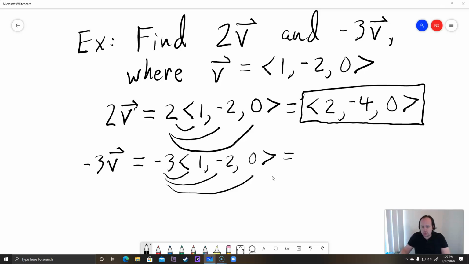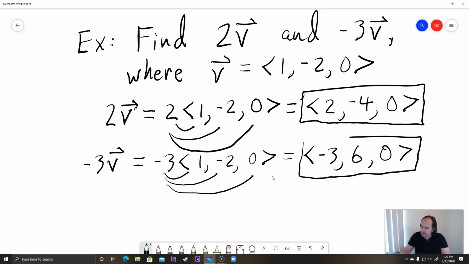So for the first component, we're going to have negative 3 times 1, which is negative 3. For the second component, negative 3 times negative 2, which is positive 6. And for the third component, negative 3 times 0 is 0. Okay, so for our negative 3v, we get the position vector negative 3, 6, 0.